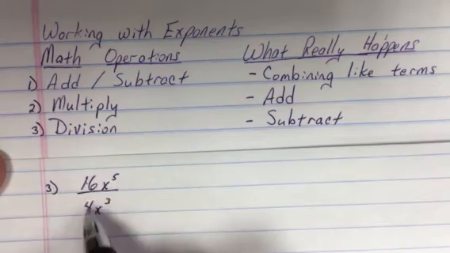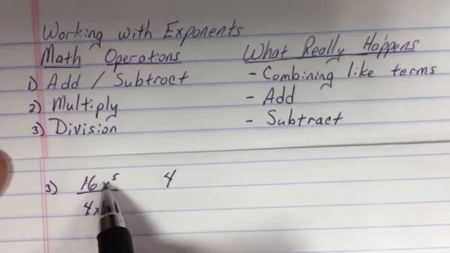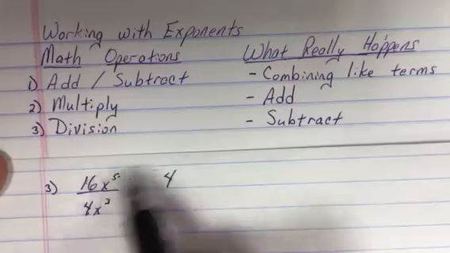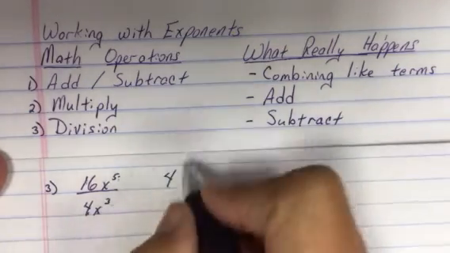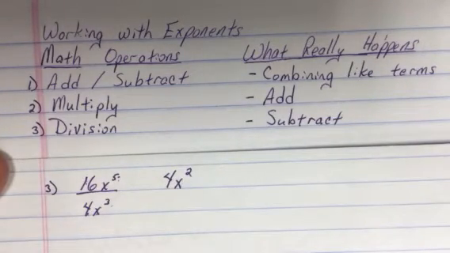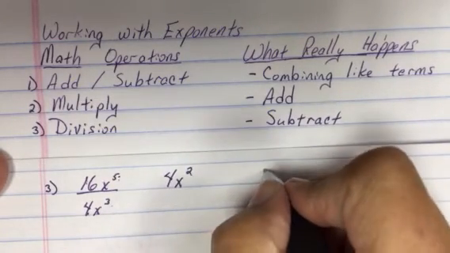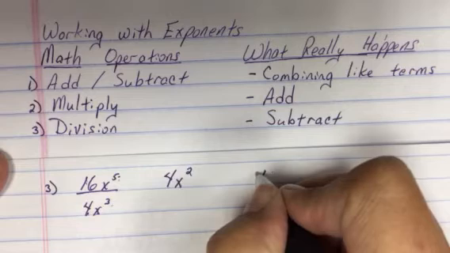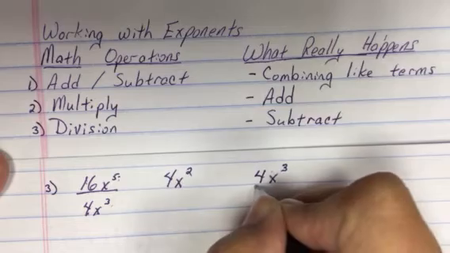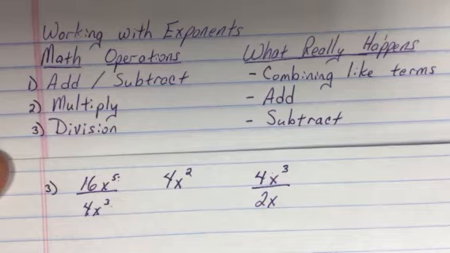Big numbers do the division. So 16 divided by 4 gives me 4. X to the 5th divided by x to the 3rd. This is the exponential part. It subtracts. So 5 minus 3 gives me 2. Right? Let's think on this one.